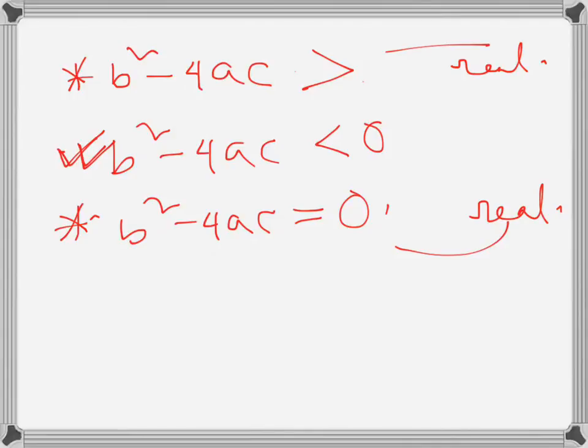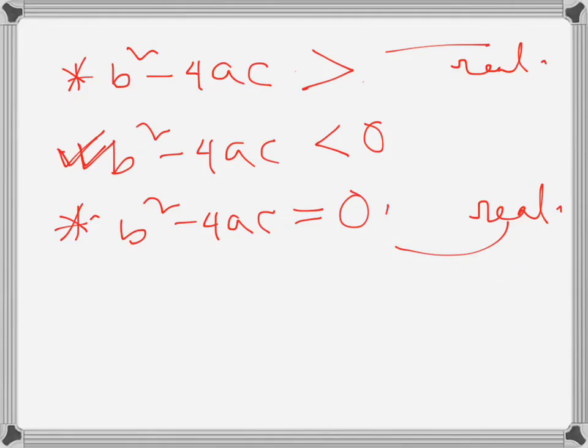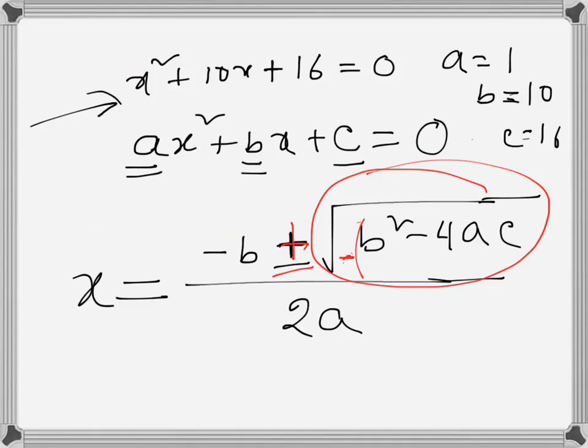However, when b square minus 4ac is 0, that means this plus minus part is 0. So in that case, the roots are equal. That means both the roots are the same. So this is how this part of the formula tells us whether the roots are real, unreal, or equal.